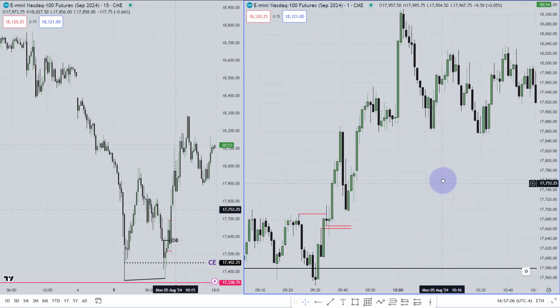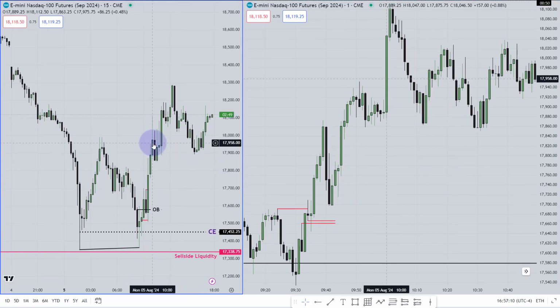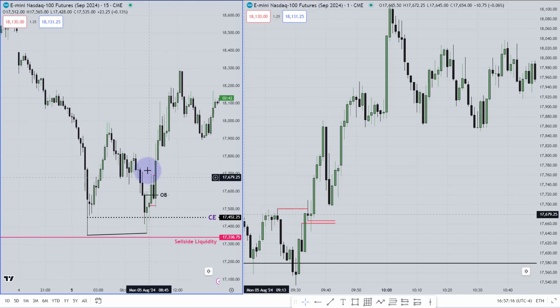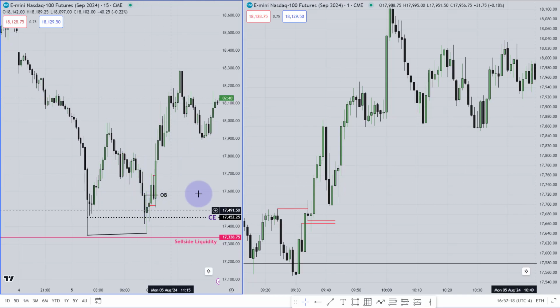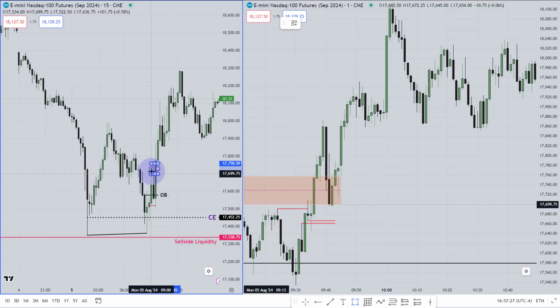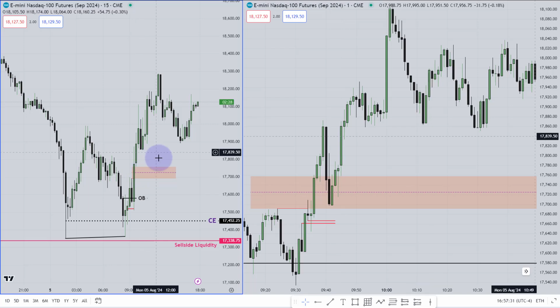Now, when I'm looking for another setup, obviously I need a higher time frame again. What higher time frame do I have around that area? If you look at this specific area on the 15-minute chart, you have this bullish fair value gap now. Previously you had the order block, now you have the bullish fair value gap.